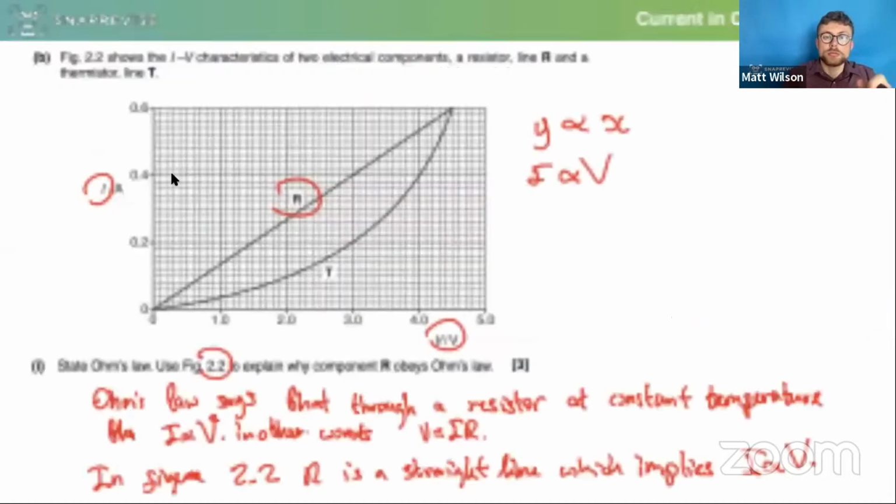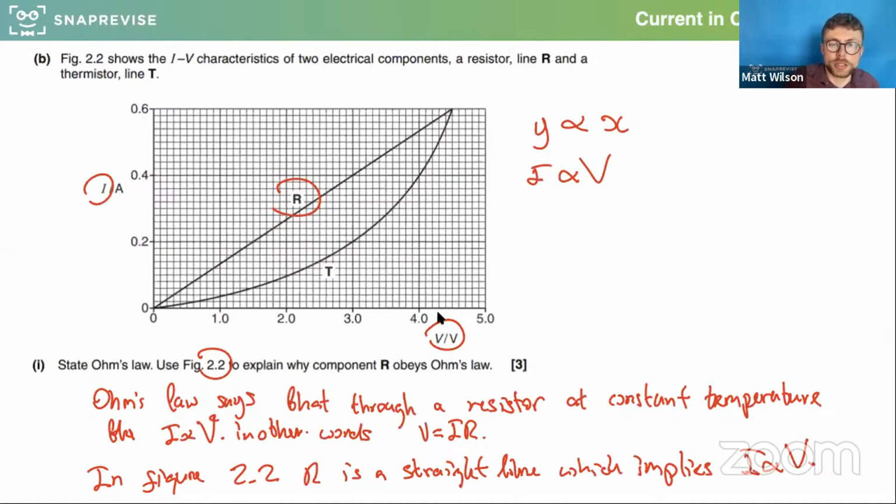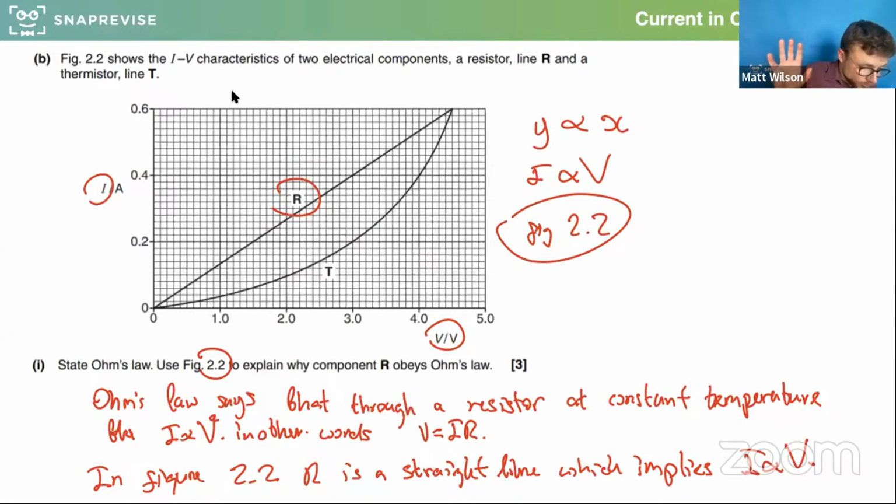Figure 2.2 was on the previous page. This here, sorry, we didn't actually write it explicitly. This here was figure 2.2. My apologies. Well, I guess we mentioned it here. It's figure 2.2. Oh yeah, good. We actually did. Fine. Okay, cool. So we have to use this graph to explain why the voltage is 3 volts.